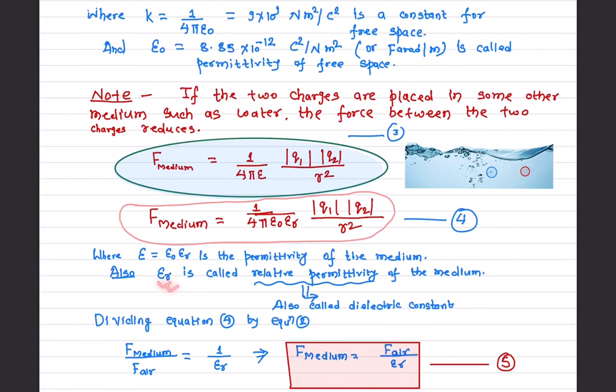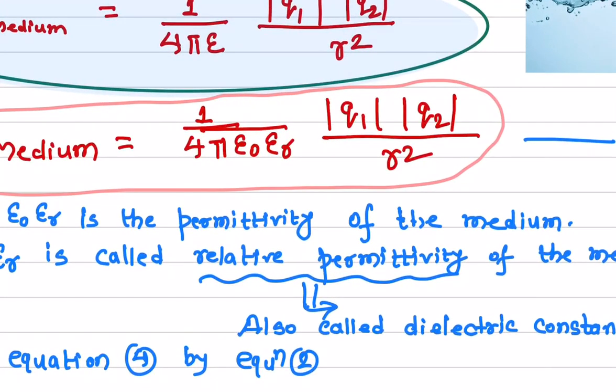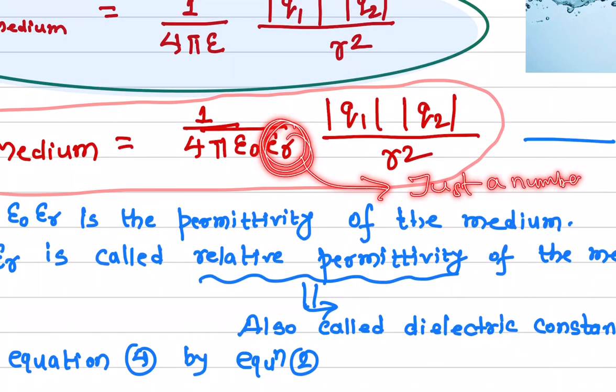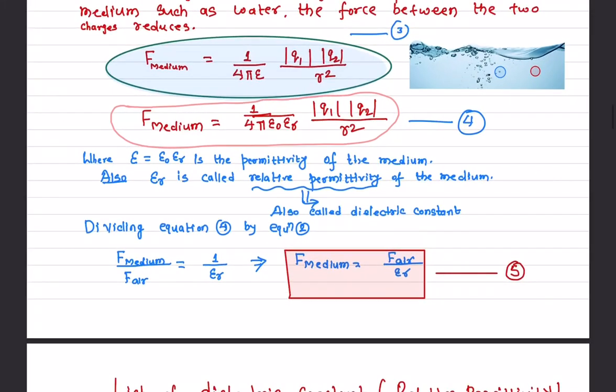And we already know what epsilon naught is. Epsilon naught is the permittivity of free space. And epsilon r is called the relative permittivity of the medium. And this epsilon is the permittivity of the medium. Remember, epsilon r does not have any units. It is just a number.